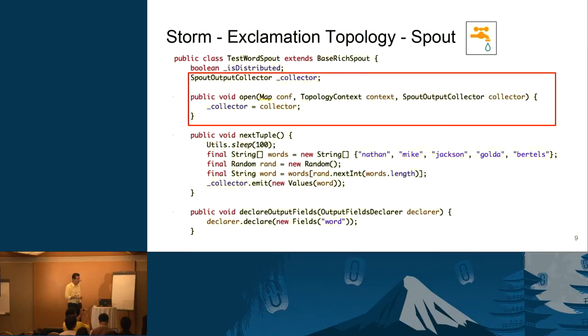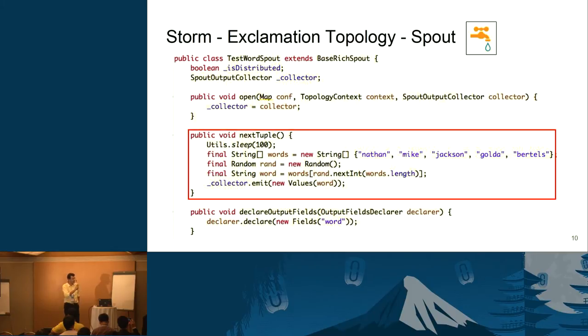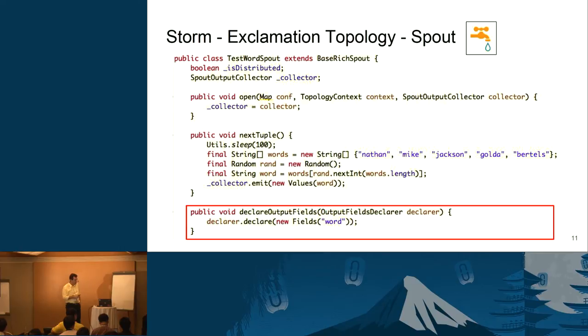Here you have the spout. The first thing you do is initialize the collector, which is the object responsible for emitting the output, so the tuples. Next is a method that is called when Storm is ready to process the next message, the next event. In this case, because we are not getting the information from outside the data processing system, I'm just generating those words in a random order. And the last step is declaring what kind of outputs this spout produces. So the spout is basically this.